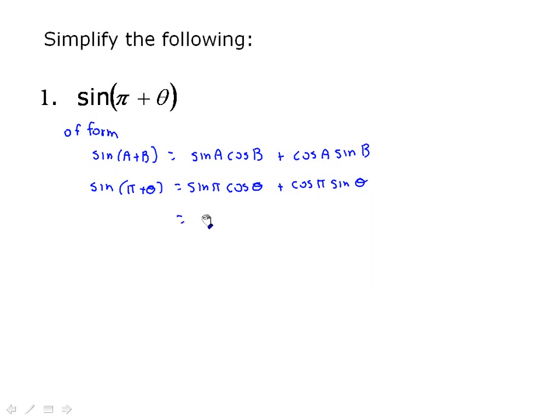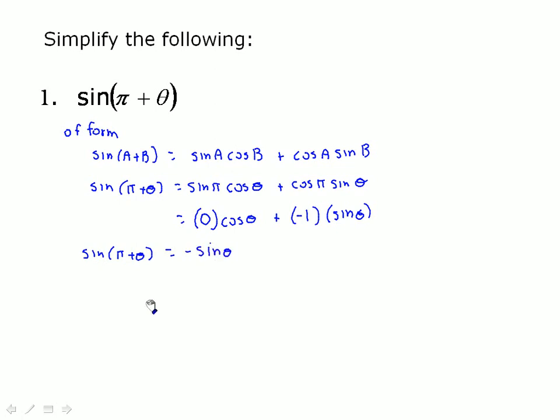Therefore, when we simplify, the sine of pi, sine of 180 degrees, if you take a look at your unit circle, or use your calculator, you'll get 0 times cos theta. And then cos of pi is negative 1, and then negative 1 times sine theta. So really, the sine of pi plus theta is equal to negative sine theta.